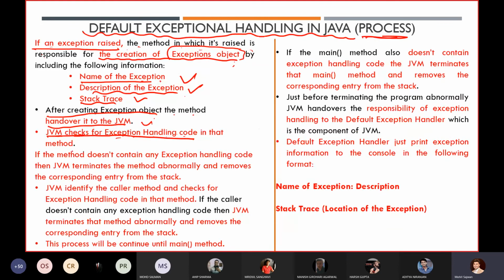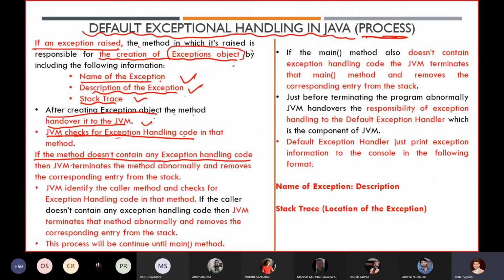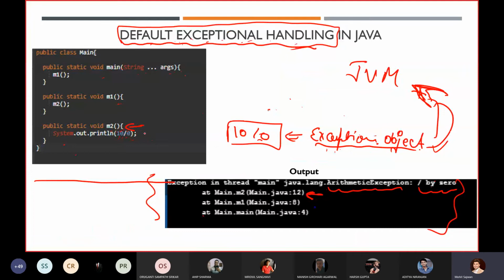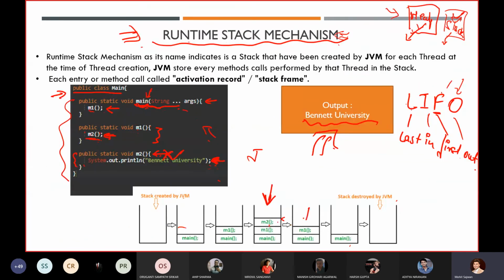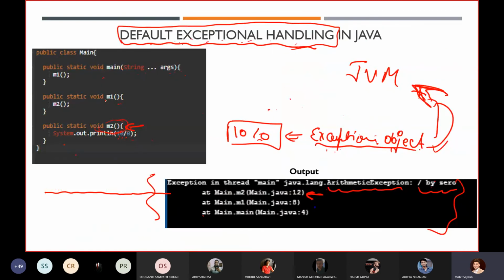So what Java will do if the method does not contain any exception handling code, like here we don't have any exception handling code, then the JVM terminates the method abnormally and removes the corresponding entry from the stack. So it will abnormally terminate this method and remove it from this particular stack, right? Like this. Now after that, the JVM identifies the caller method. So who is the caller method? Our M1 is the caller method, which is calling this M2 method where we got an exception.